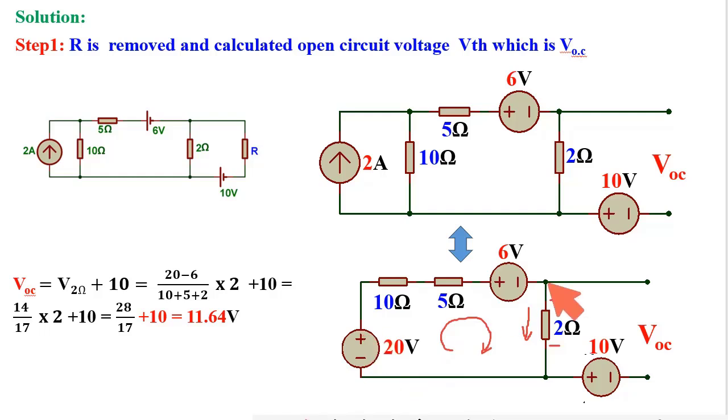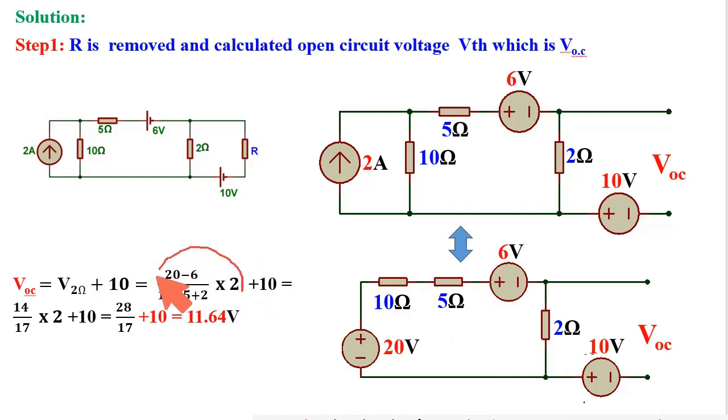See here, this is minus plus, this is plus minus. So if we consider 20 as positive, this will be negative. So the equivalent voltage is 20 minus 6. This is the circuit voltage, and the circuit resistance is 10 plus 5 plus 2. So this is the current flowing through the 2 ohm resistance. That current multiplied by 2 is the potential drop across this 2 ohm resistance.